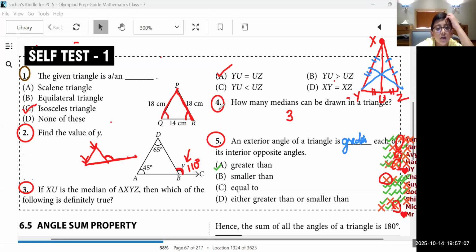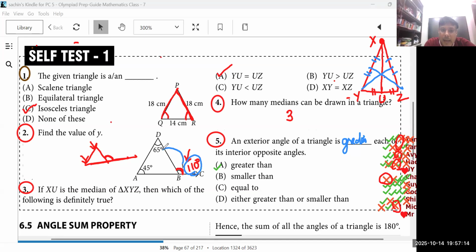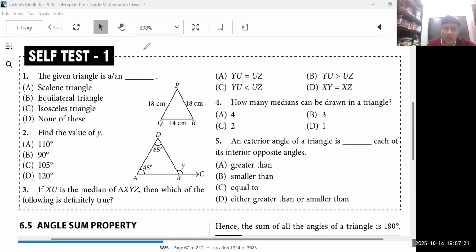Sir, I exactly did not understand the fifth question. In the fifth question, this is 110, the exterior angle. Isn't it greater than both the interior angles? Oh, yes, sir. Yes, that's the fifth question.